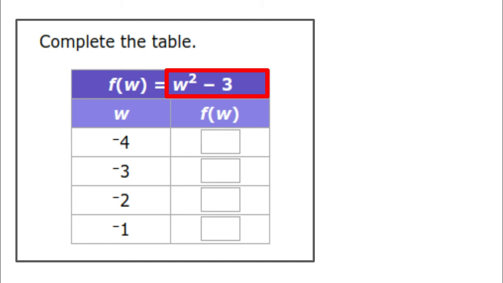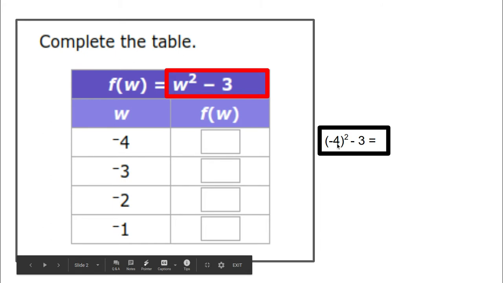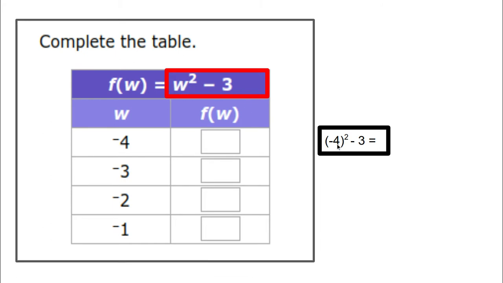So for this first one, where W is equal to -4, basically all you're doing is you're plugging in a -4 anytime you see a W. So I just switched this W out with a -4. Now this is what I think is tripping some people up. Keep in mind that when you plug this into the calculator, you should use those parentheses. Otherwise, it's going to give you the wrong answer. So this means -4 times -4, which gives us a positive 16. So this really means 16 minus 3, which gives us 13. So that's what you plug into your function table.